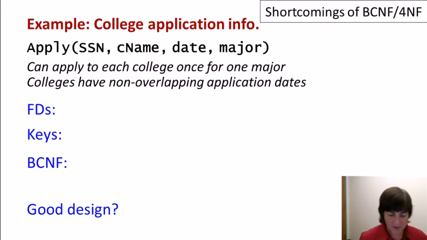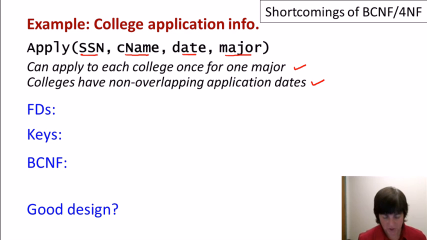For our first example, let's take a look at the apply relation, and let's suppose that we have the student's social security number, the college that they're applying to, the date of their application, and the major they're applying for. And furthermore, let's say that each student can apply to each college only once and for one major, so that'll be on one date for one major. Furthermore, let's suppose that all of the colleges in our database have non-overlapping application dates. And this is obviously contrived for the specific example that we want to demonstrate.